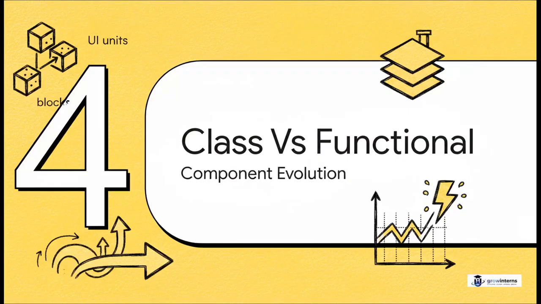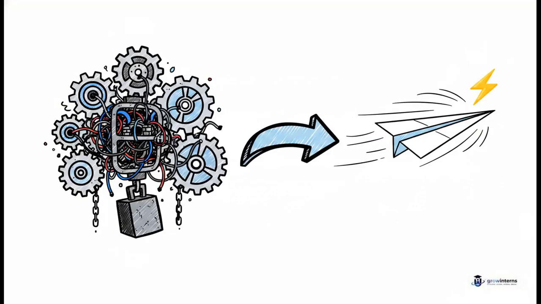Section 4, Class-based versus functional components. Now, historically, there's been a pretty major evolution in how we actually construct these blocks. On one side, we had stateful class components. This was the traditional way. Honestly, they were bulky and relied heavily on complex JavaScript class structures and lifecycle hooks to hold logic.